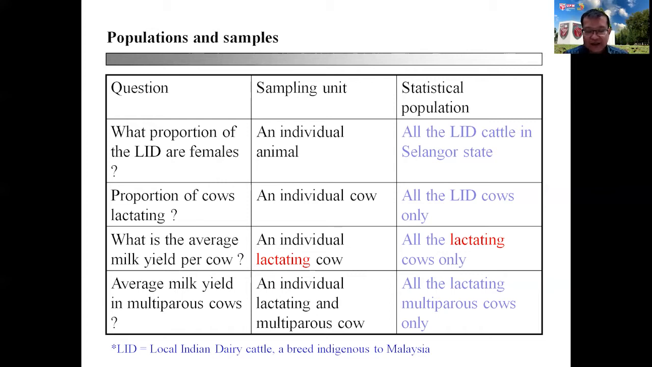And finally, if our research question is on the average milk yield in multiparous cows, then the sampling unit will be an individual lactating and multiparous cow. So the statistical population will be all the lactating and multiparous cows only. You can see this is a relationship between the sampling unit and the statistical population, where the definition of the statistical population follows what we define for the sampling unit.